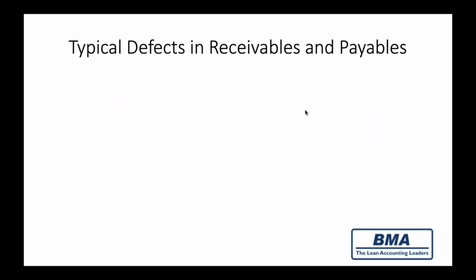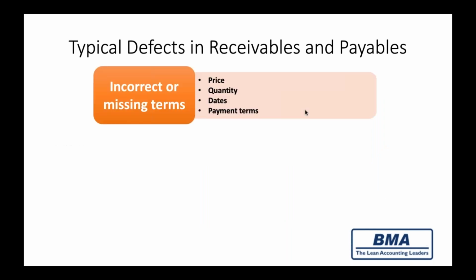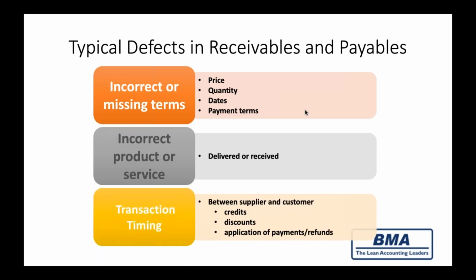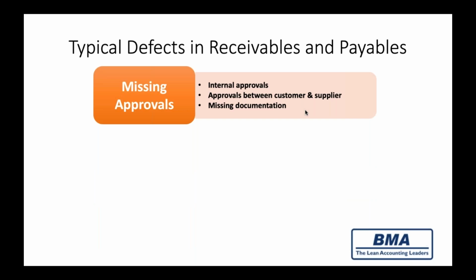Here's why. What are the typical defects that we find? Well, we have missing or incorrect information or missing terms: price, quantity, dates, payment terms. The incorrect product or service could have been delivered or received. There's the timing of the transaction between the supplier and the customer, if there's credits, if there's discounts, the application of payments or refunds. Many times the timing of these transactions doesn't occur the same at both ends, which causes problems. And there's also missing approvals, whether it's an internal approval or approvals between suppliers and customers, or missing documentation.